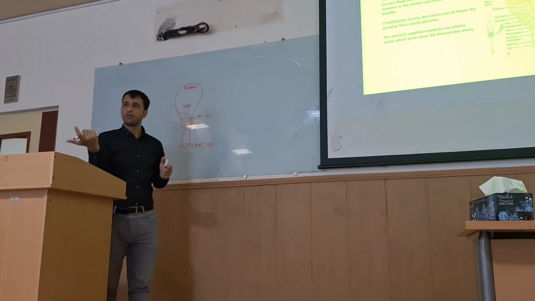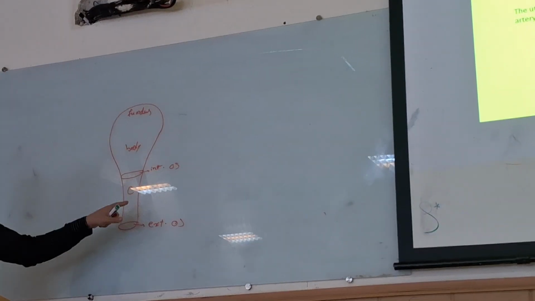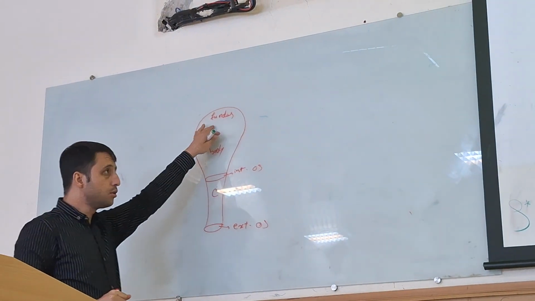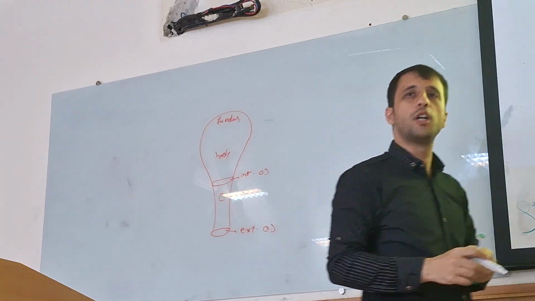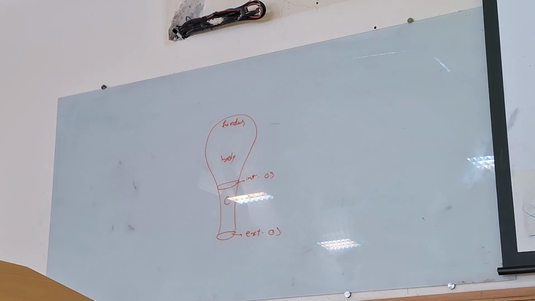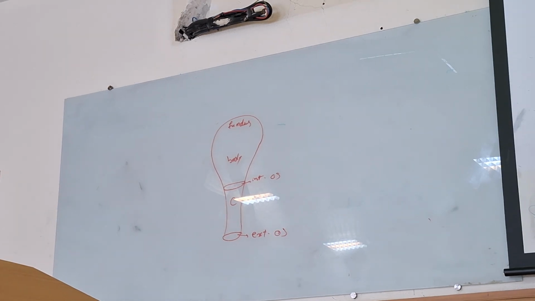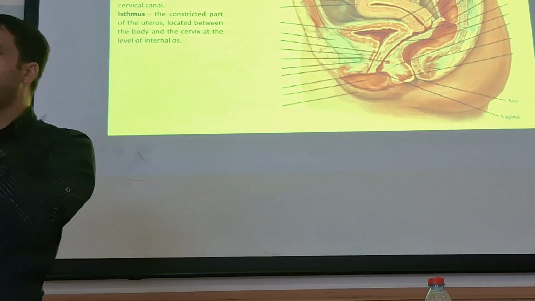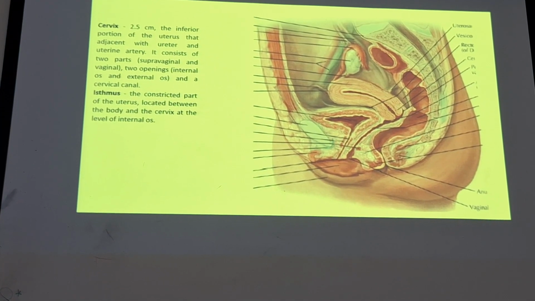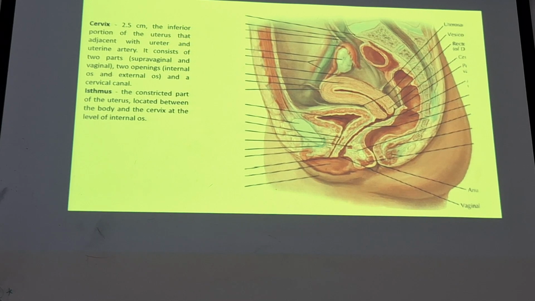Foramen. Yes, foramen. And this area is named cervical canal. The fundus is completely covered by peritoneum. Look at here. The fundus is completely covered by the peritoneum. And also, you know that the uterus is reflexed anteriorly and attached to the fundus of the bladder.